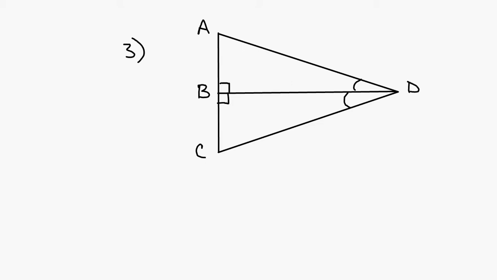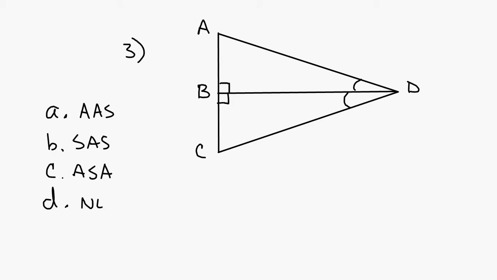Name the theorem or postulate that lets you immediately conclude that ABD, the top triangle, is congruent to triangle CBD, the bottom triangle. Answer A is angle, angle, side. B is side, angle, side. C is angle, side, angle. And answer D is none.